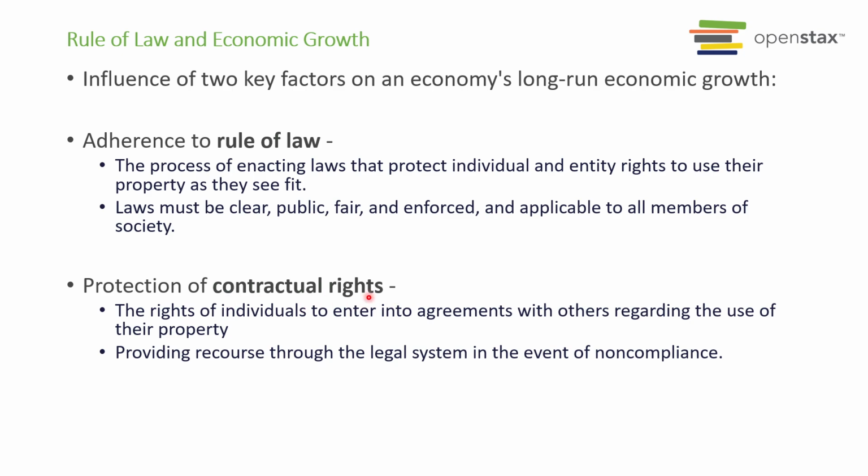All right. So here, the rule of law is essentially everyone has a set of individual rights that are protected, the right to their lives. And we need those laws to be enforced. If you have laws on the books that aren't enforced, what good are they? All right, if no one got pulled over and got speeding tickets, do you think everyone would still drive 50 miles an hour on the way to Boston? Probably not. All right, so we need laws to be clear, public, fair, enforced, and applicable to all members of society. And contractual rights kind of comes out of that.